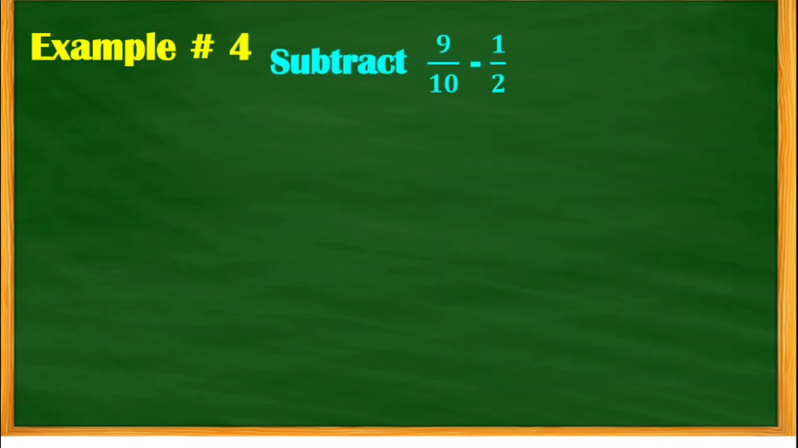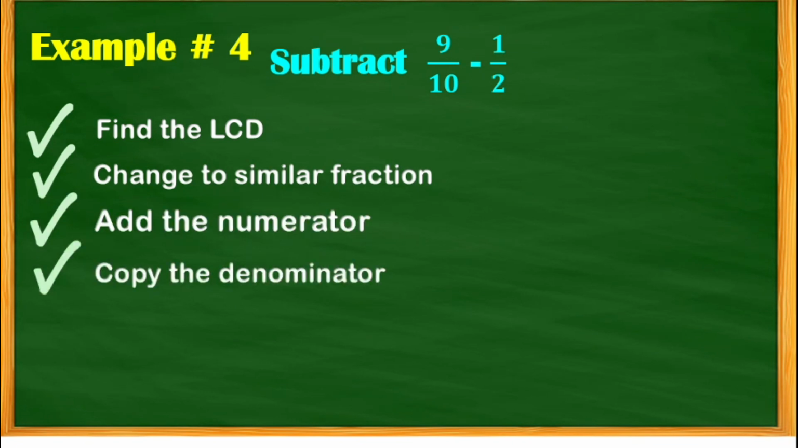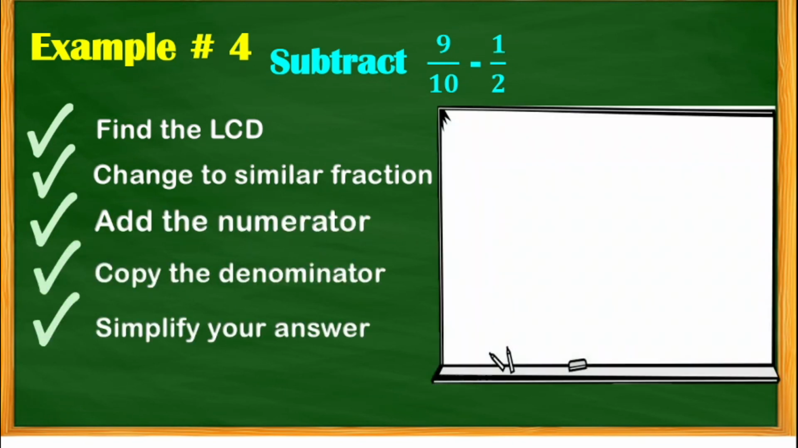Okay, for our last example for this lesson, we're going to subtract 9/10 subtracted by 1/2. So these would be the steps. Let's proceed to our solution. So 9 tenths subtracted by 1 half.